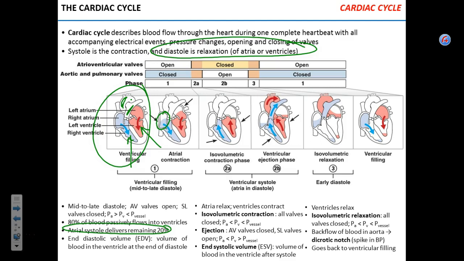So, at the end of the diastole, at the maximum relaxation of the ventricles, they're going to accommodate the maximum amount of blood. Do you agree with me? Do you see that? So that maximum amount of blood is called end diastolic volume, or EDV. Are we good? Okay.